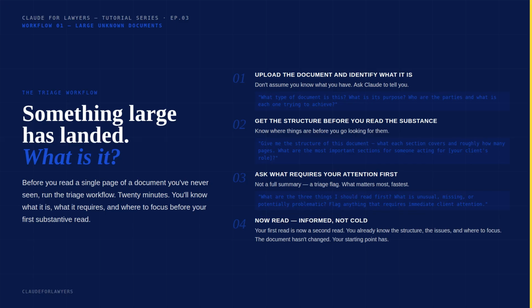Step 4. Now read. Your first read is now a second read. You already know the structure, the issues, and where to focus. The document hasn't changed. Your starting point has. That's the value of running the triage workflow first.